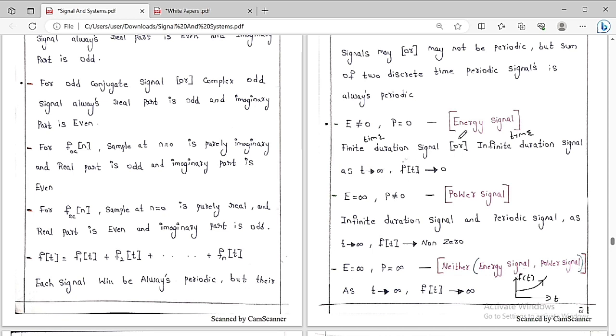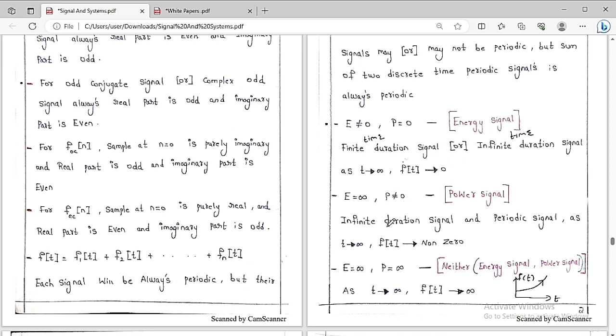So finally I can say, a signal is said to be an energy signal when it has finite energy but zero power. The best example is signals which have finite time duration, or signals which have infinite time duration but as t tends to infinity, those values tend to zero. Power signals are those signals which have infinite energy but finite power.